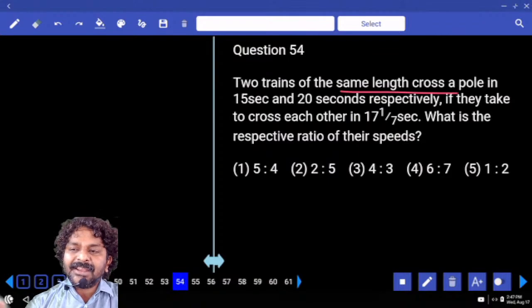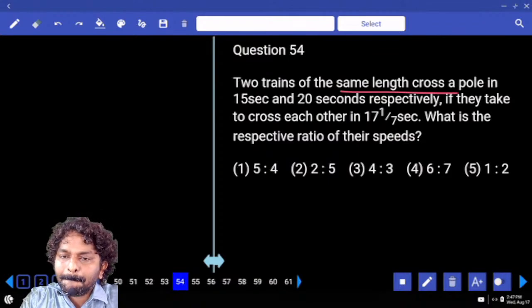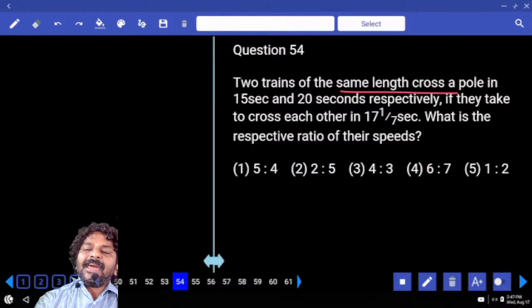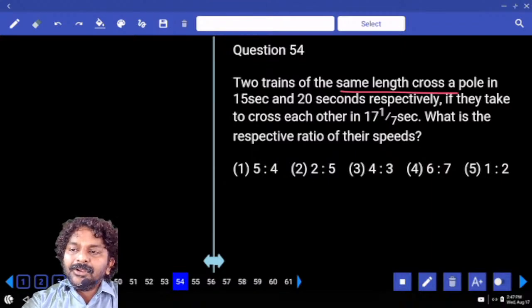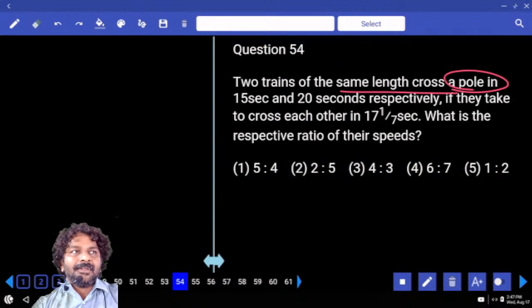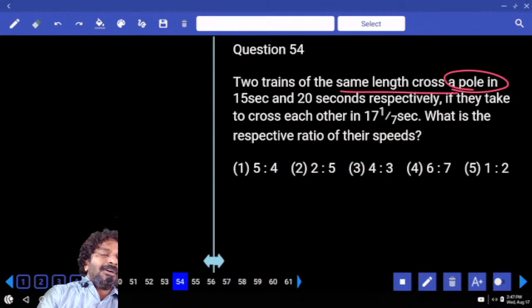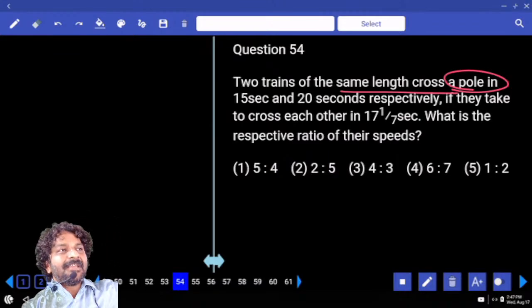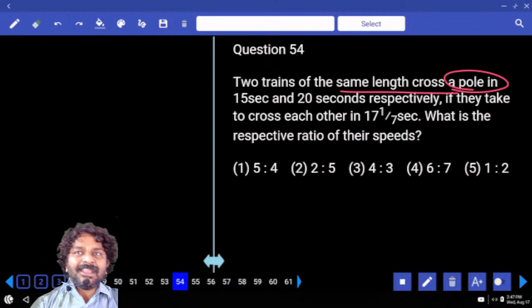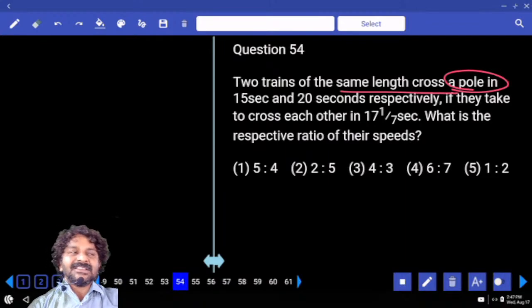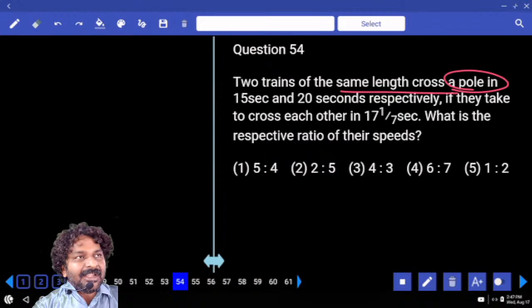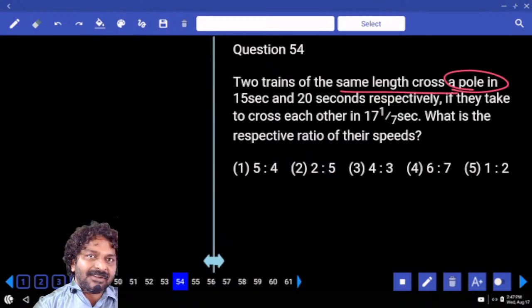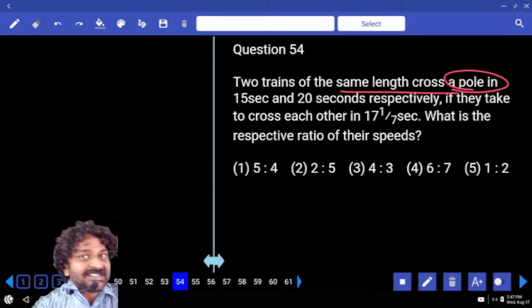They are of the same length, right? Come on. When they have the same length, if a train crosses an electric pole, what is the distance covered? Train length. They are of the same length, they said. So the first train, when it crosses a pole, covers a distance equal to the train length. The second train, when it crosses a pole, also covers the train length. And you know the train lengths are equal. That means the distances are equal.